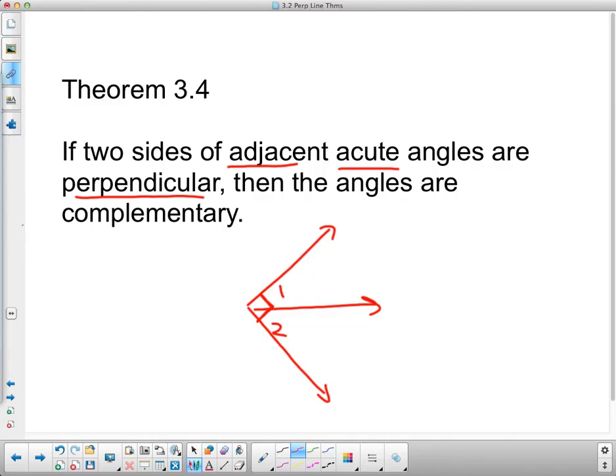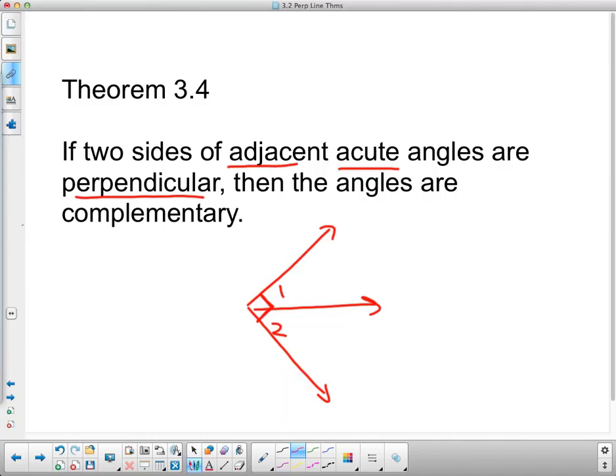They have to add up to 90. So, 30 and 60 maybe, 40 and 50. So would that agree with the picture? Looking at the picture, is it telling us that angle 1 and 2 would add up to 90 degrees?